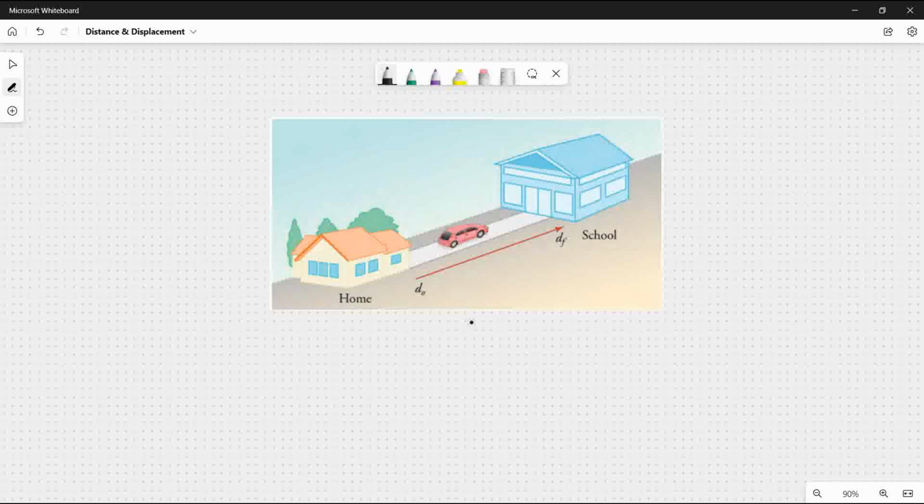Let's examine this picture. If it is a 5-kilometer drive from your home to school, the distance traveled is 5 kilometers. After dropping you off at school and driving back home, your parent will have traveled a total distance of 10 kilometers. Therefore, the distance, denoted by D, is the total length of the path along which it moves.